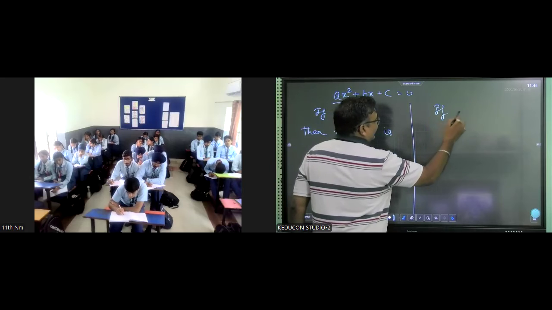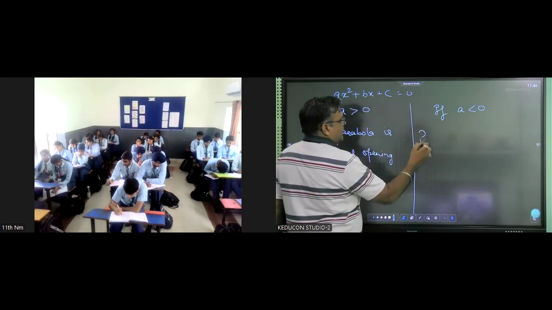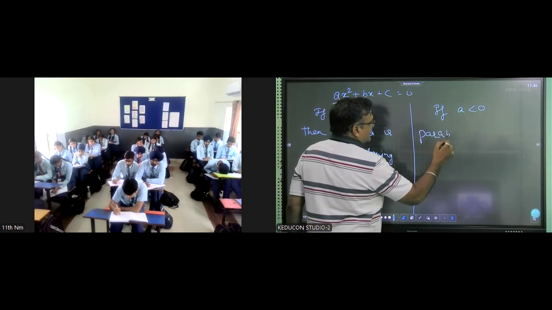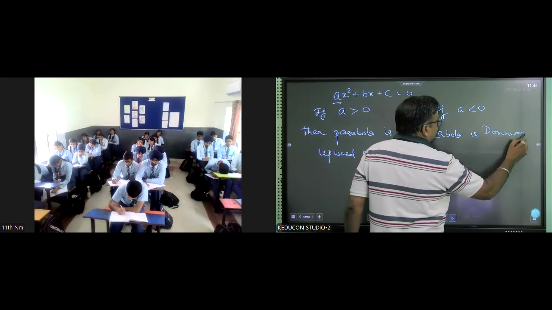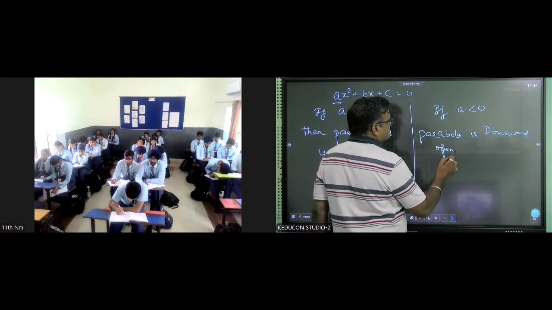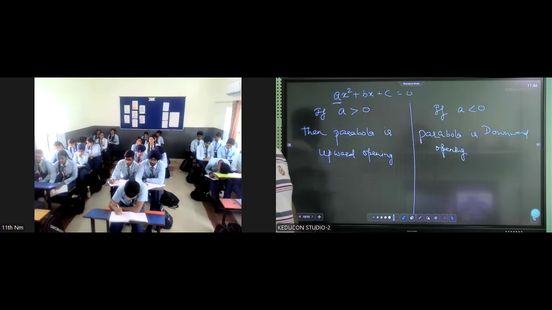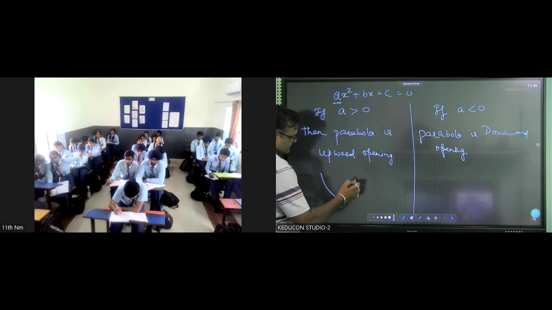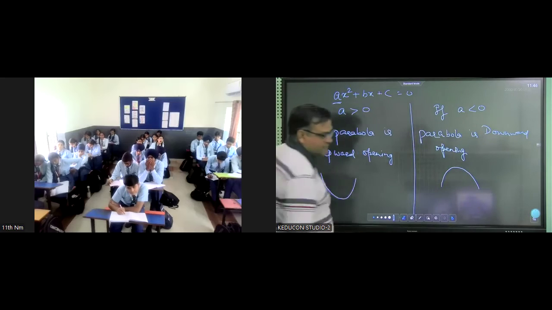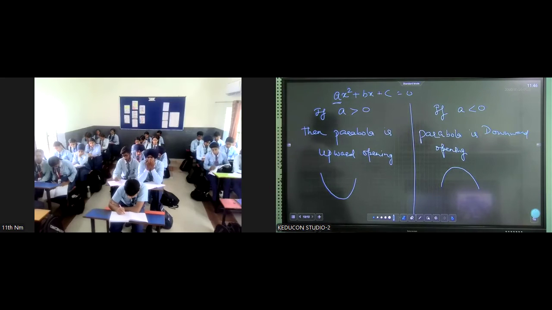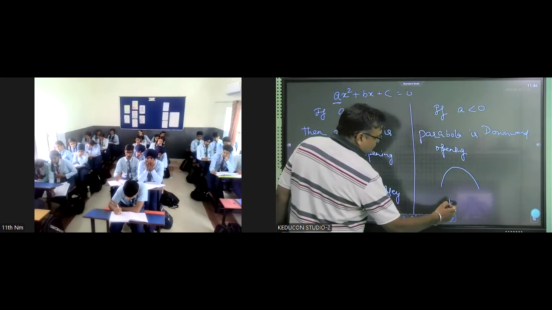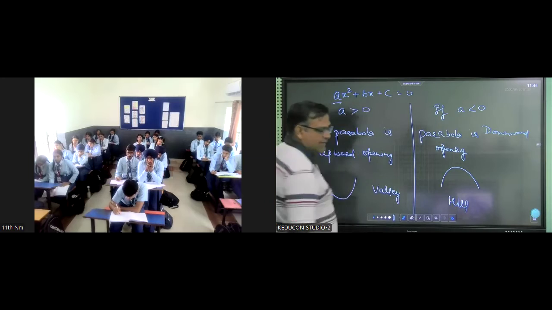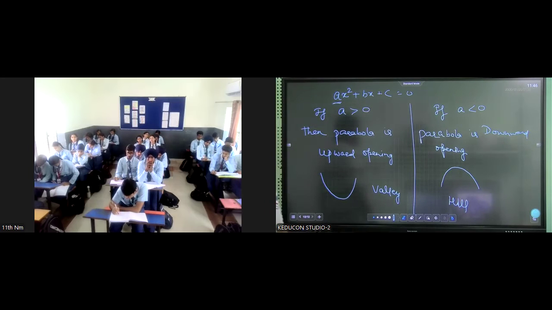If a is less than 0, parabola is downward opening. Is this clear, students? मतलब upward opening like this, downward opening like this. इसका एक और नाम देते हैं हम, इसको नाम देते हैं वैली. This is the shape of valley and this is the shape of hill, right? Is it clear?